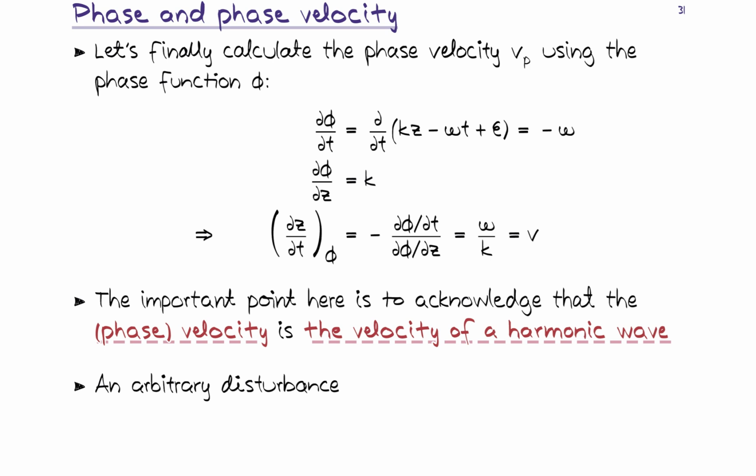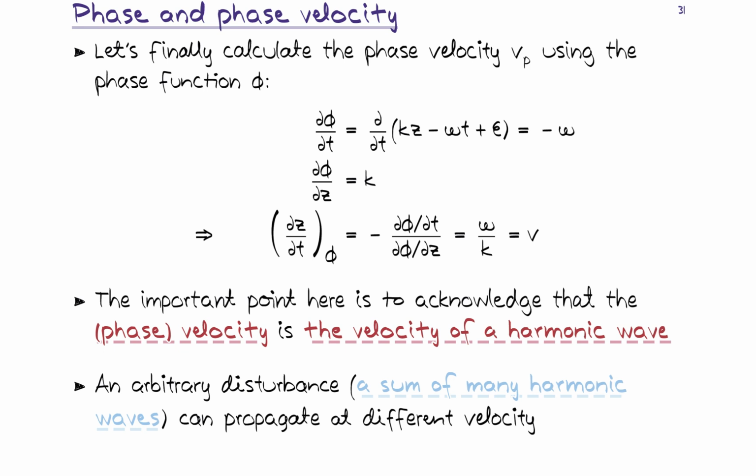But if you have a more arbitrary disturbance, so basically not a single harmonic wave anymore, but a bunch of many harmonic waves, so essentially we apply the superposition principle. We have a sum of many harmonic waves, and then we want to look at how this more arbitrary looking disturbance propagates. We see that depending on the medium inside which it propagates, this disturbance may actually propagate at a different velocity. And this is defined as the group velocity of light.